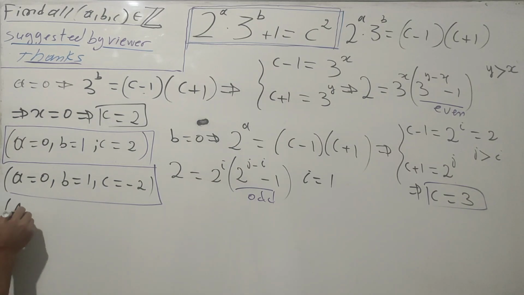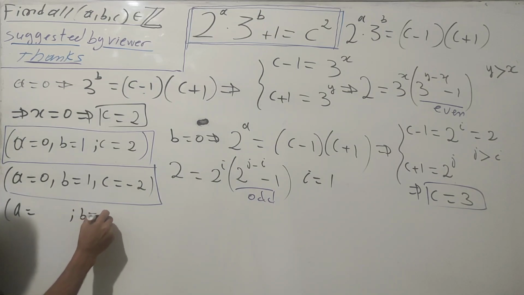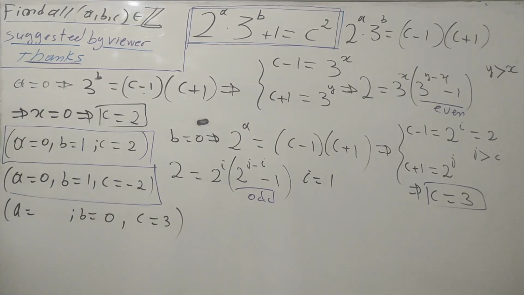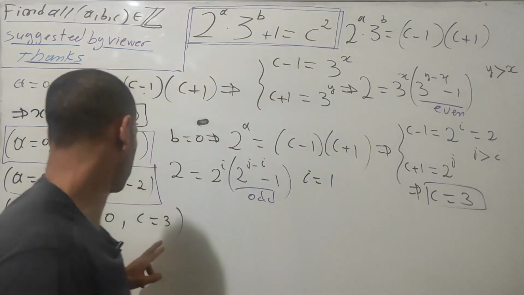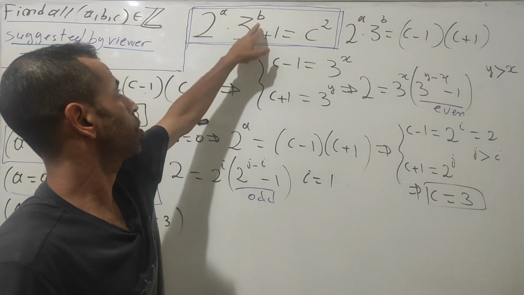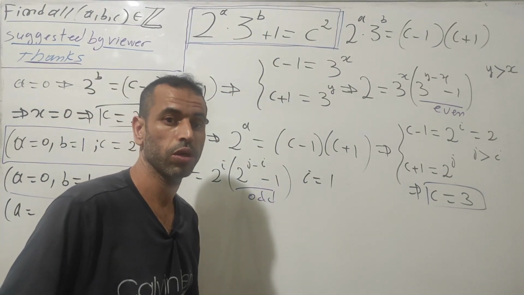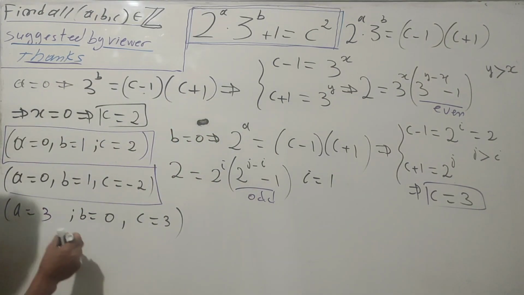I'm going to complete this solution by finding a. I have b equals 0 and I already have c equals 3. To find a, I replace these values into the original equation. I get c squared, which is 9, and 9 minus 1 is 8. So 2 to the a equals 8, which means 8 equals 2 to the 3, so a equals 3.